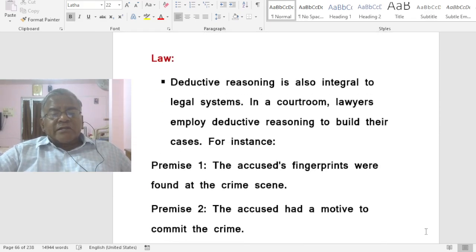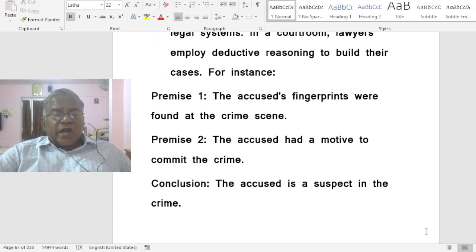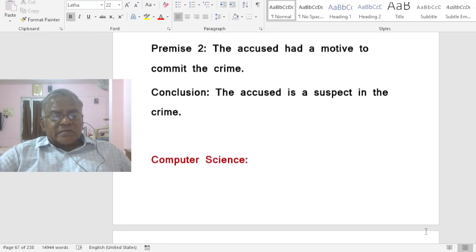Then deductive reasoning is also integral to legal systems. In a courtroom, lawyers employ deductive reasoning to build their cases. For instance, premise 1, the accused's fingerprints were found at the crime scene. Premise 2, the accused had a motive to commit the crime. So what is the conclusion here? The accused is a suspect in the crime. So this is how we must conclude in deductive reasoning.